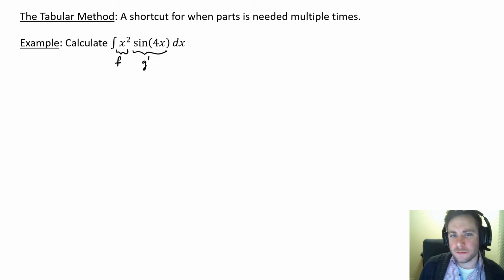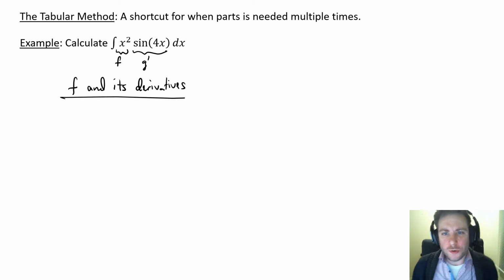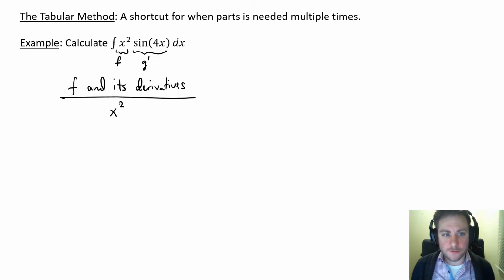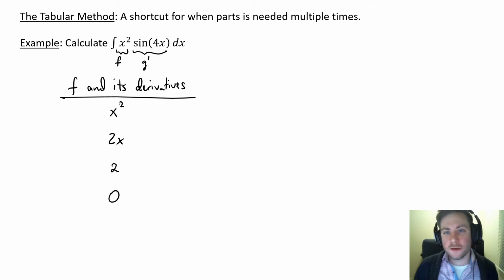And the idea behind this method is just to recognize that we really need to differentiate f multiple times before we can get our answer. So we may as well just get all that differentiation out of the way right at the beginning. So we do that by forming a list of f together with its derivatives. So start with f, which is x squared. Then differentiate to get 2x, then differentiate again to get 2, then differentiating again would give us 0. Once you get a 0 here, you know you're done taking derivatives.